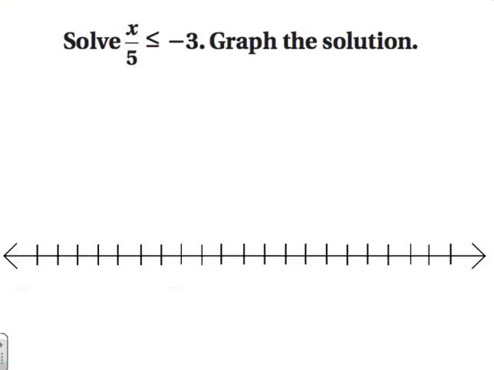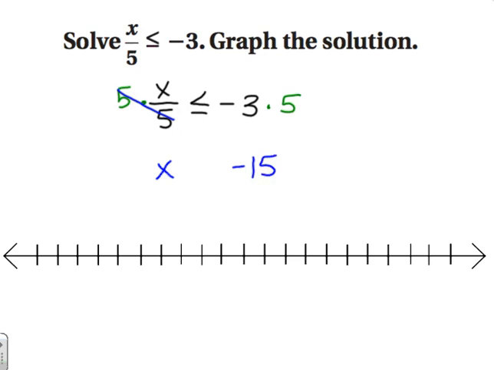Okay, let's work through a few examples. So we're starting with the inequality x divided by 5 is less than or equal to -3. So to undo dividing by 5, we need to multiply both sides by 5. So on the left-hand side, that's going to simplify down just to 1x. On the right-hand side, I'm going to get -15, and the number that I multiplied by was +5, so I do not need to flip my inequality, and it's just going to stay x is less than or equal to -15.